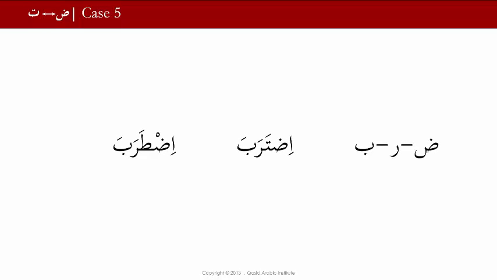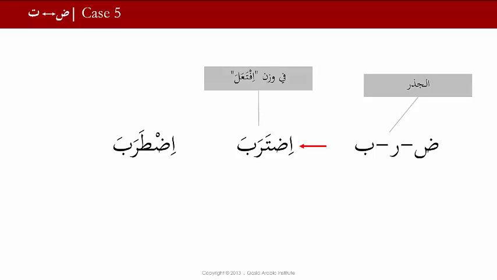In case 5, here we have dad conflicting with the ta. So here's our root, dad, ra, ba. This becomes iltaraba. And then we get the same action. If we put it into ifta'ala, then we get the ta turning into a ta, and it becomes iltaraba. The ta becomes a ta.